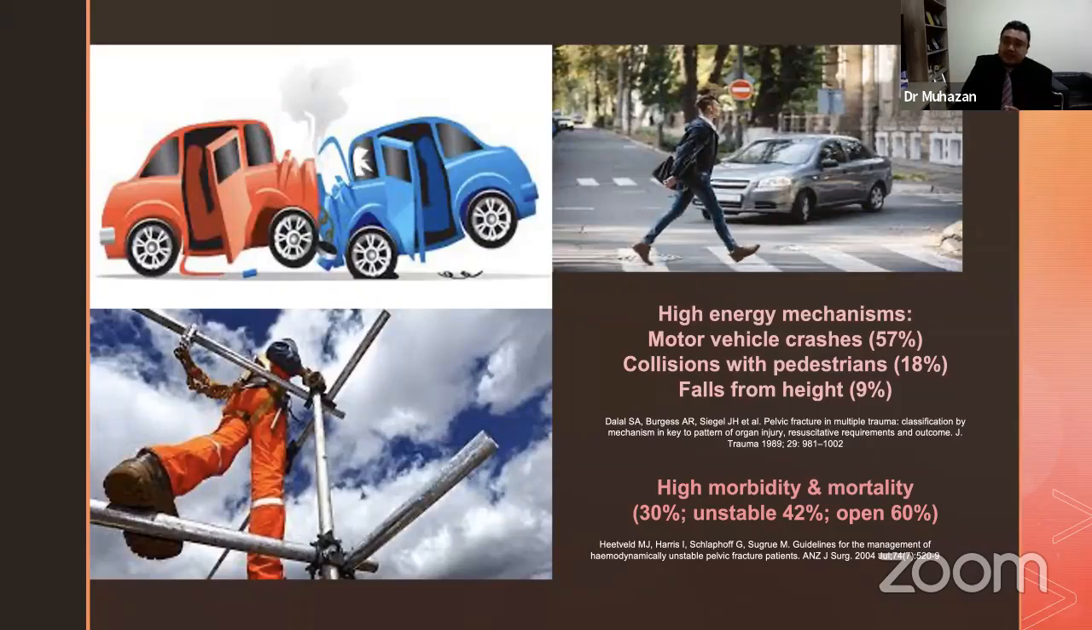Now, the interesting thing is, pelvic injuries mortality rate is very high. Generally, the mortality rate for pelvic injuries is 30%. If the patient has an unstable pelvis, it goes up to 42%. And if the patient has an open book fracture, it's 60% mortality rate. So meaning out of 10 patients that we get with open book, we could save only 40%.